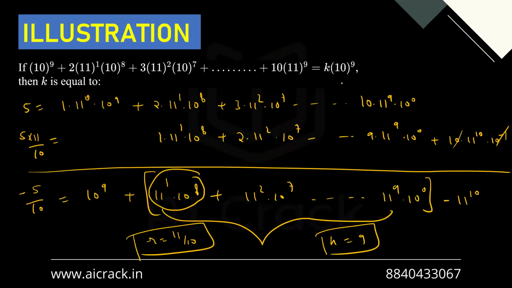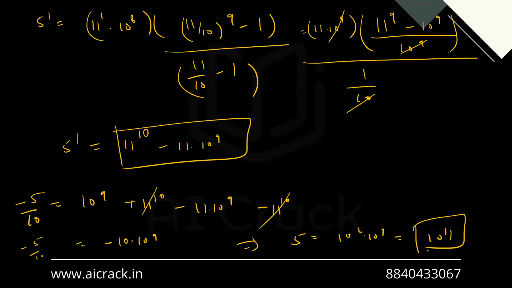Now we have to find this k dot 10 raised power 9, right? So over here k would be 100. You can back check the calculations, I might have made a mistake over here because it's a long process, but overall you have to solve it like this only.